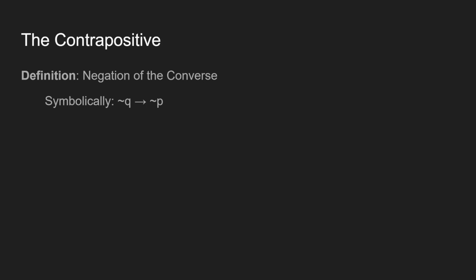The contrapositive is the negation of the converse. Symbolically, this is represented as if not Q, then not P. An example is, if you don't have 4 legs, then you are not a dog.